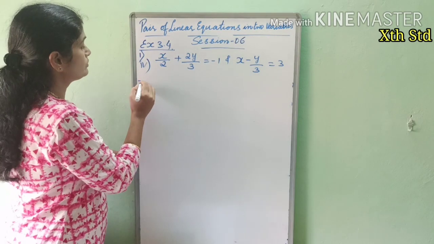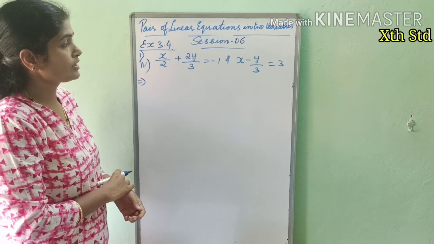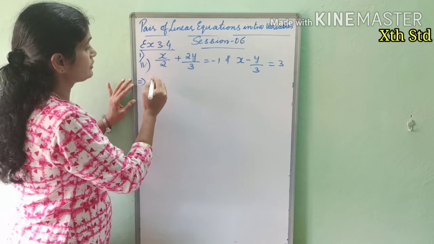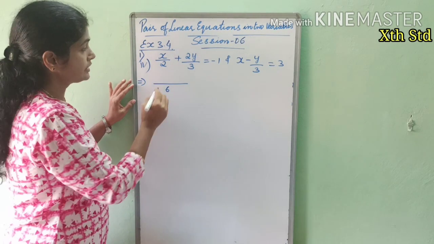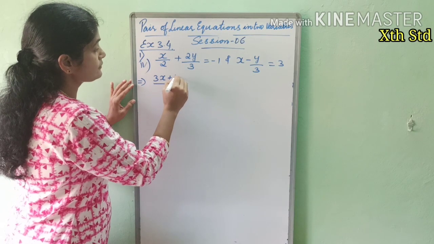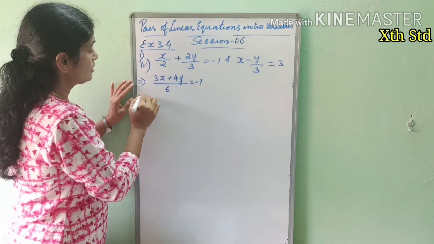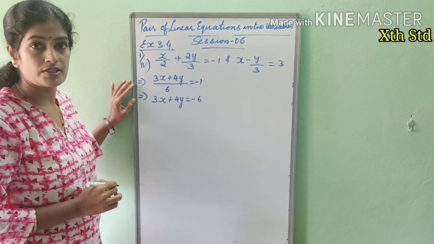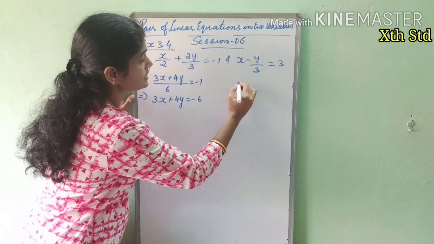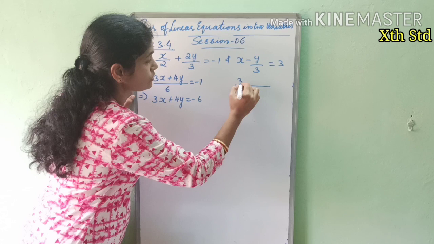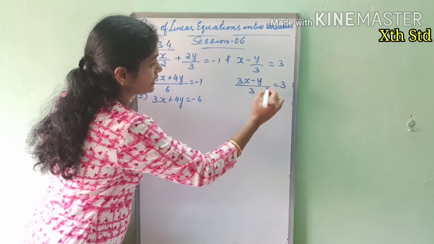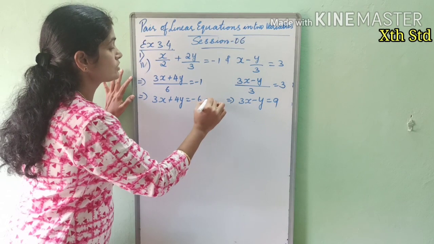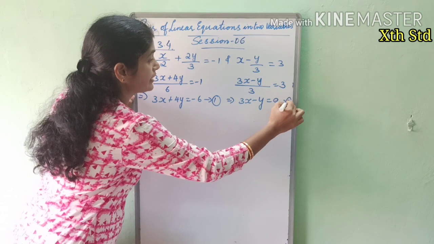Right? So when these things are in fractions, if possible, we will try to take the LCM and put them in the standard forms. So first equation, 6 will be the LCM. So it is 3x plus 4y equal to minus 1 times 6, which implies 3x plus 4y equal to minus 6. This is one equation we got. Similarly do with this. 3 is the LCM. So 3x minus y equal to 3 implies 3x minus y equal to 9. So this is your first equation and this is your second equation.